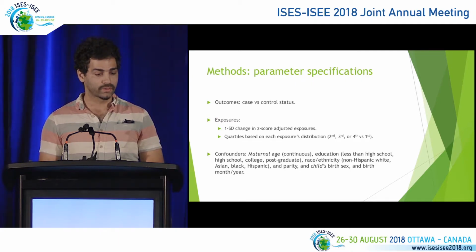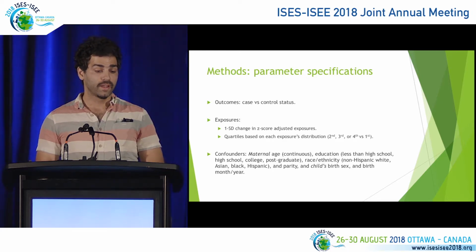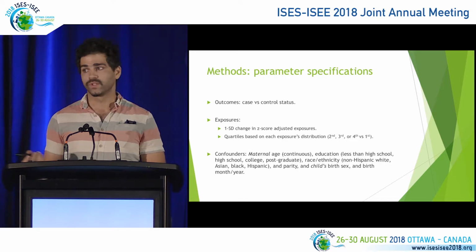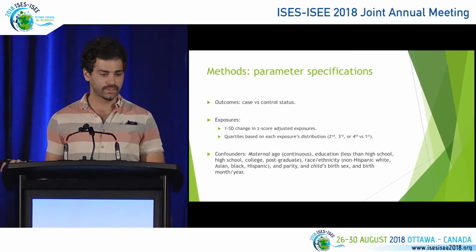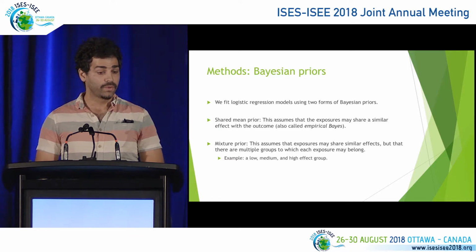The confounders are maternal age, education, race, ethnicity, and parity, and the child's birth sex and birth month year, of course, because we did matching to ASD cases for controls. We fit logistic regression models using 2 Bayesian priors.